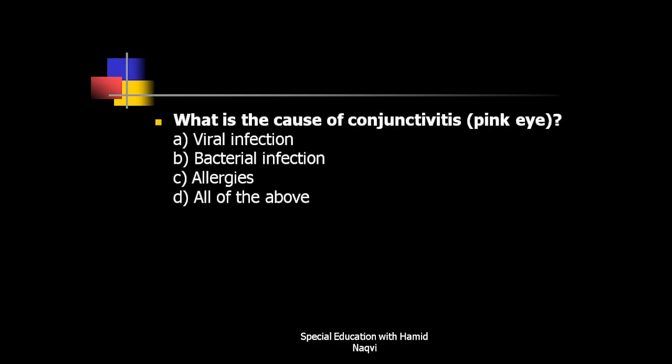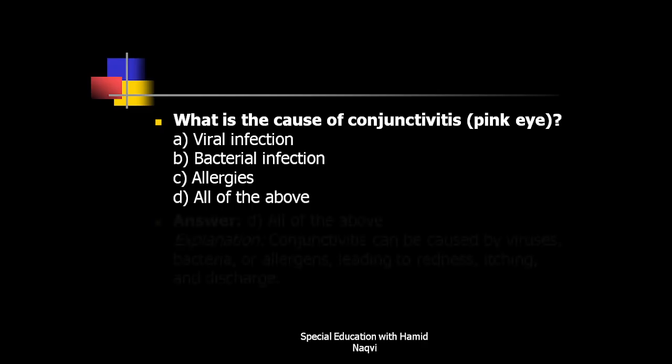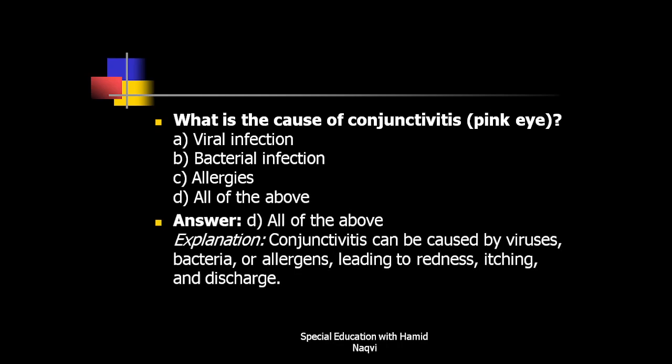Next is, what is the cause of conjunctivitis, that is pink eye? Viral infection, bacterial infection, allergies, all of the above? The answer is all of the above. Conjunctivitis can be caused by viruses, bacteria, or allergens, leading to redness, itching, and discharge.